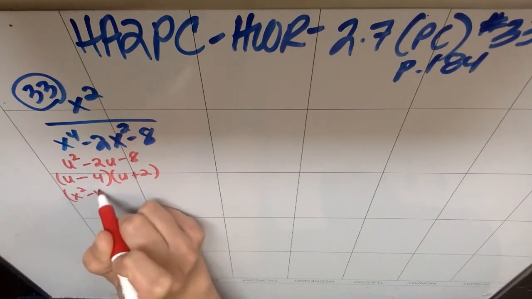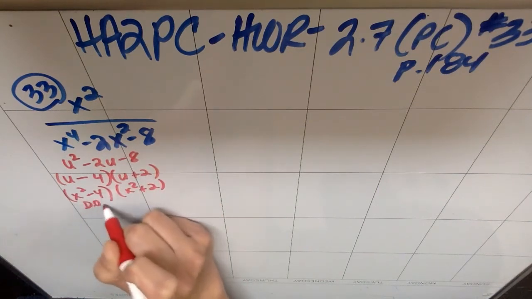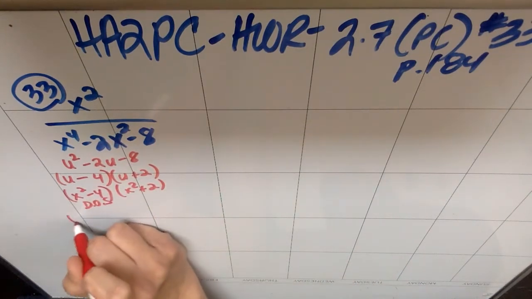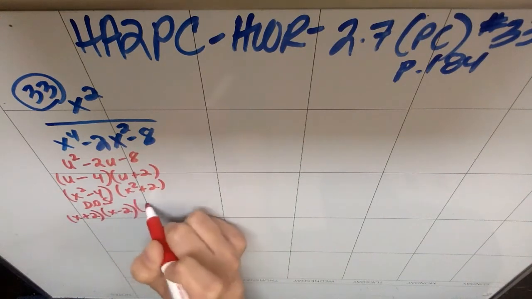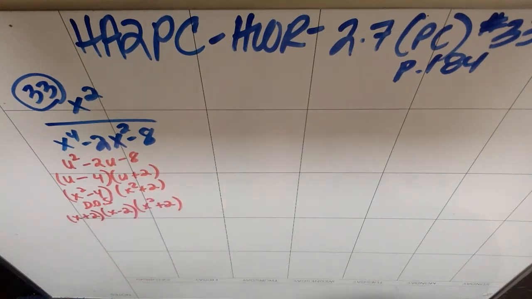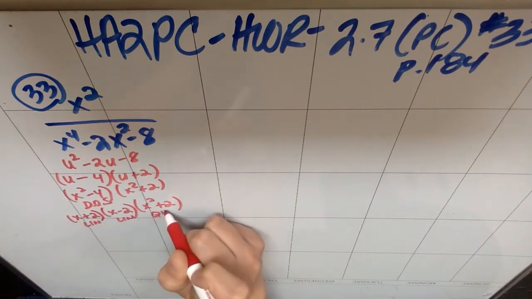But that u is actually an x squared, so I have an x squared minus 4 times an x squared plus 2. This x squared minus 4 is actually a difference of squares, so it ends up factoring into x plus 2, x minus 2, and then the quadratic factor x squared plus 2, right? So I have linear factors and a quadratic factor.